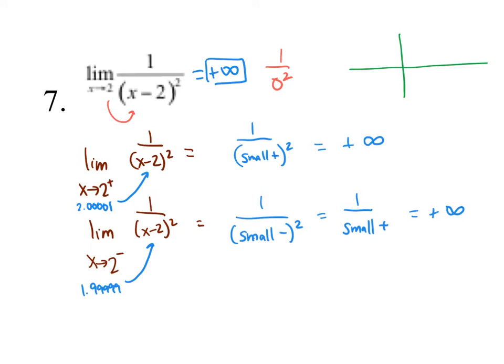And so now I can almost envision what's happening at 2. I know from this side the graph is going to infinity, and from this side the graph is going to infinity. So it should look something like that around 2.